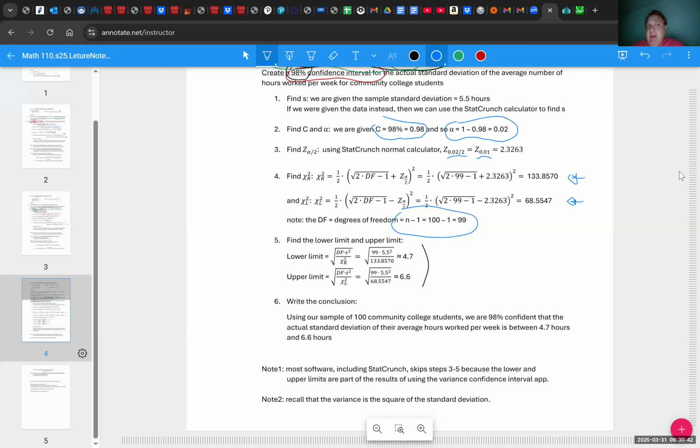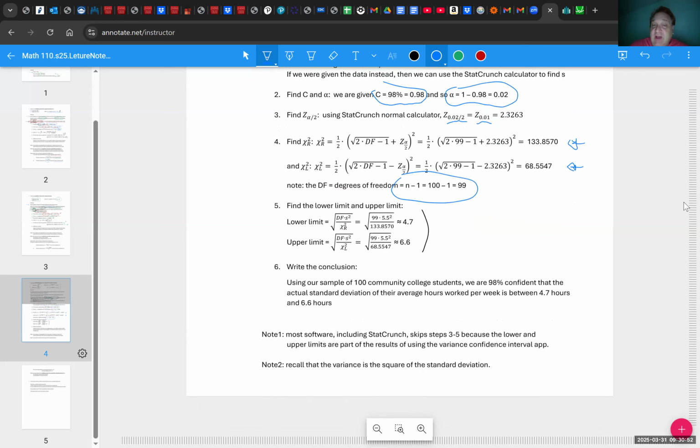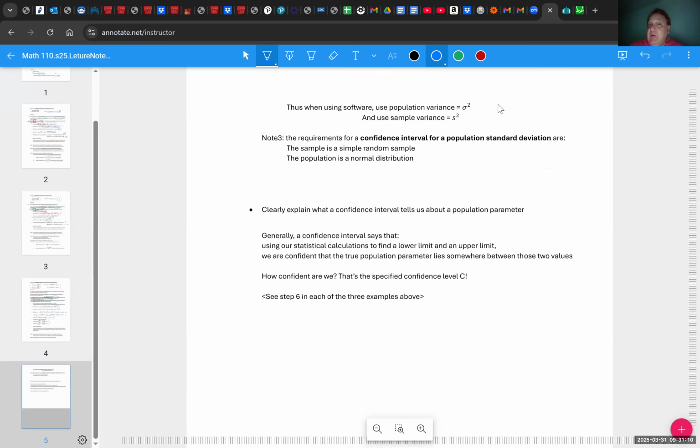So that's how we do a confidence interval for a population standard deviation. As I demonstrated, most software, including StatCrunch, skips steps 3 through 5 because the lower and upper limits are just part of the results when using the variance confidence interval app. Recall that the variance is the square of the standard deviation. So depending on the app you're using, you may have to know to square things or to square root things, depending on which direction you're going.